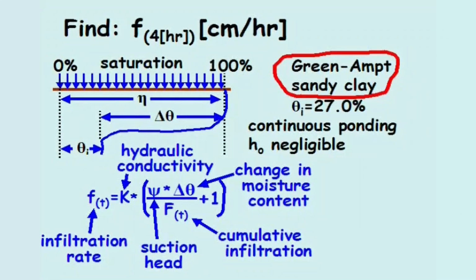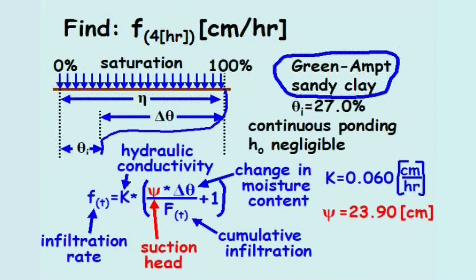Infiltration parameters for Green-Ampt equations can be looked up based on soil type. For a sandy clay, the hydraulic conductivity is 0.060 centimeters per hour. The suction head is 23.90 centimeters, and the effective porosity equals 0.321.